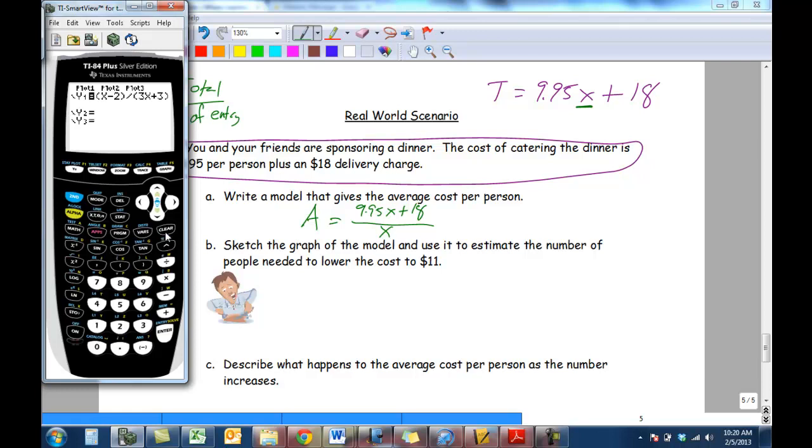All right, so we're at parentheses 9.95x plus 18 divided by x. And when we graph this, that's not really what I'm interested in. First of all, x is the number of people, right? X is the number of people.